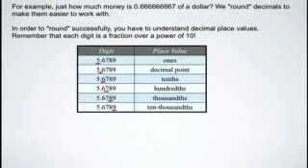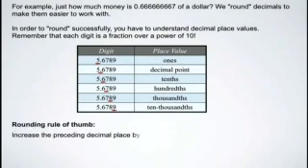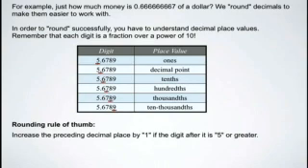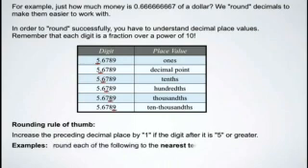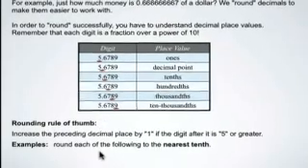So, a rounding rule of thumb: increase the preceding decimal place by 1 if the digit after it is 5 or greater. Examples. Round each of the following to the nearest tenth. The tenth is one number after the decimal point.